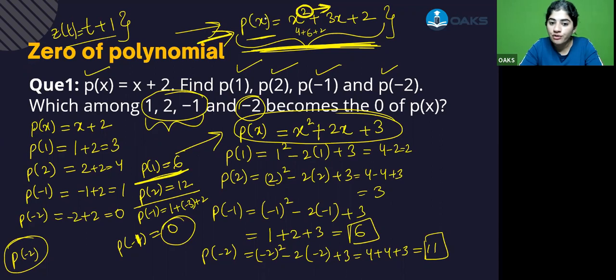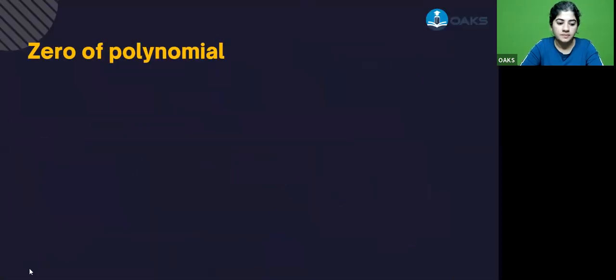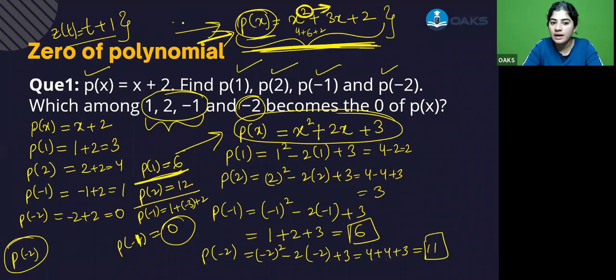Now, you cannot find one more 0 for this thing. X square plus 3x plus 2. You just found minus 1 and minus 2 as the zeros. So you cannot find one more 0 for that thing. Okay, let's move further and let's see some examples here.